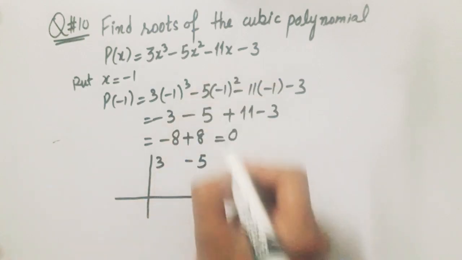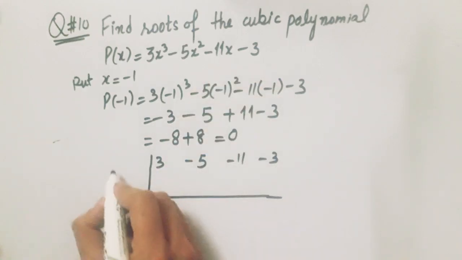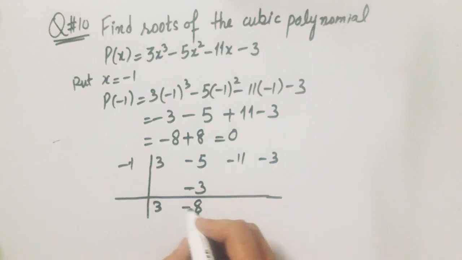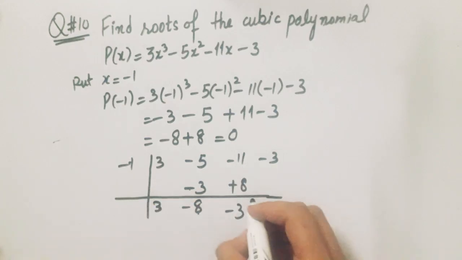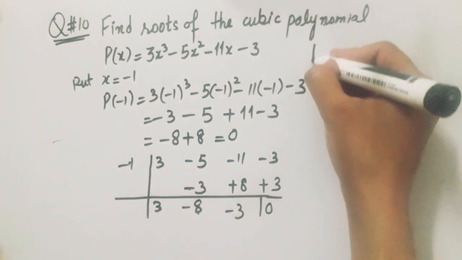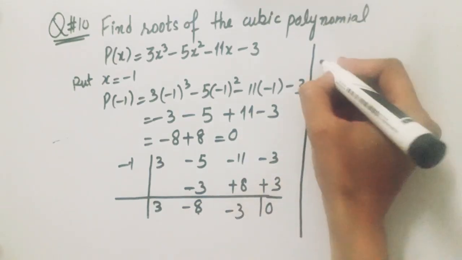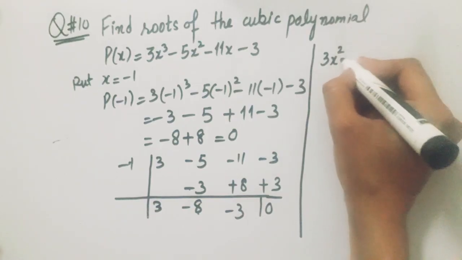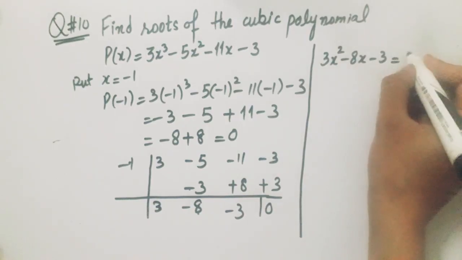3 minus 5 minus 11 and minus 3. Divide this by -1. So 3 into -1 is -3, and then -3 minus 5 is -8. -8 into -1 is +8, and this is -3. -3 into -1 is +3. So we will write this in the form of a quadratic equation: 3x square minus 8x minus 3 is equal to 0.